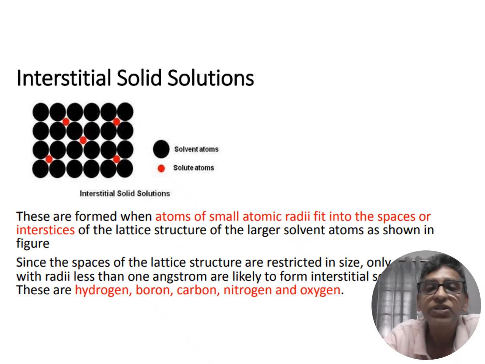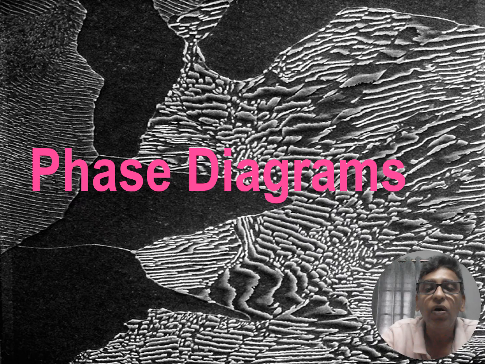This particular sketch indicates an interstitial solid solution. The black color indicates the solvent atoms and the pink color indicates the solute atoms. These are formed when atoms of small atomic radii fit into the spaces, or interstitials, of the lattice structure of the larger solvent atoms, as shown in the figure. Since the spaces in the lattice structure are restricted in size, only atoms with a radius of less than 1 angstrom are likely to form interstitial solid solutions. These are hydrogen, boron, carbon, nitrogen and oxygen.